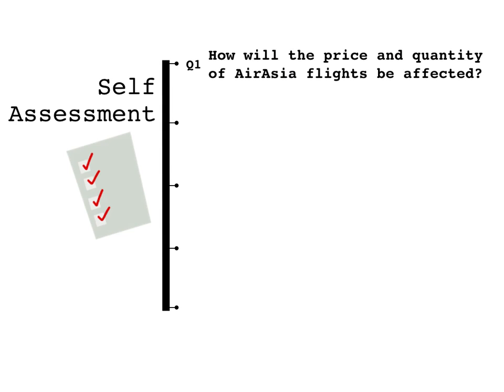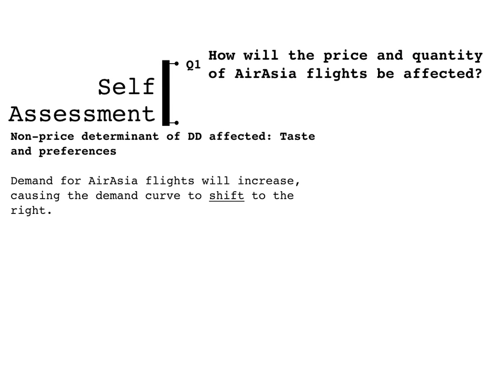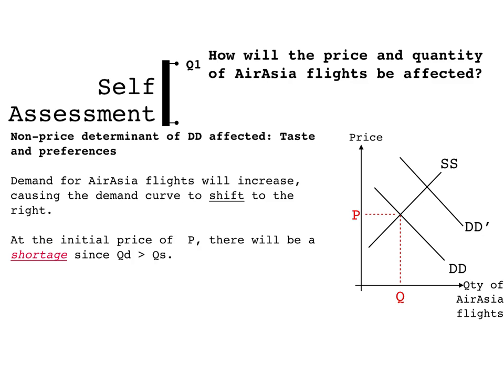Now, if you notice, the previous poster is clearly a jet at Tiger, right? Which means that this, as an advertisement campaign, is meant to affect the taste and preferences of consumers towards AirAsia flights. In that case, that means that the demand for AirAsia flights will increase and cause the demand curve to shift to the right. So diagrammatically, again, it's the same process.